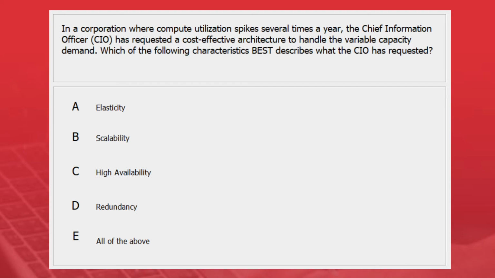Question number 21. In a corporation where compute utilization spikes several times a year, the Chief Information Officer, CIO, has requested a cost-effective architecture to handle the variable capacity demand. Which of the following characteristics best describes what the CIO has requested? A. Elasticity. B. Scalability. C. High availability. D. Redundancy. E. All of the above. The correct answer is A.